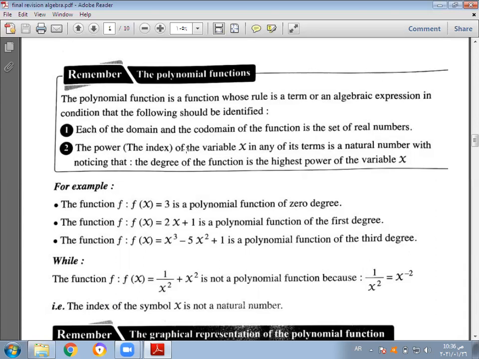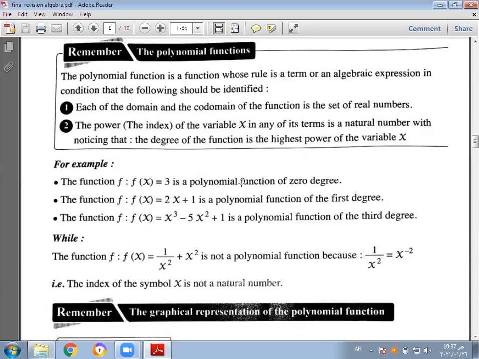The power or the index of the variable x in any of its terms is a natural number. The degree of the function is the highest power of the variable. Degree of the function means the highest power on the variable x, and the power must be a natural number.